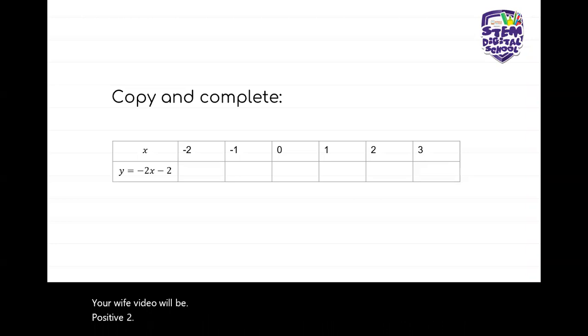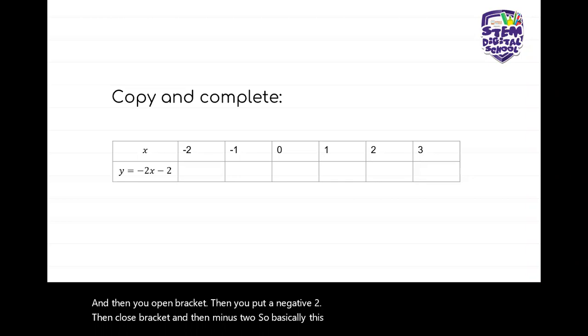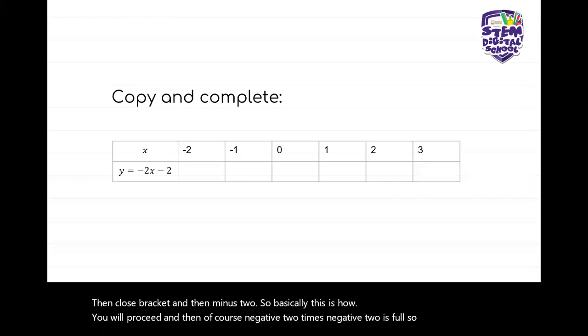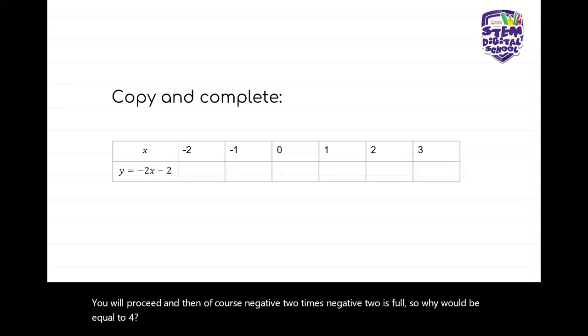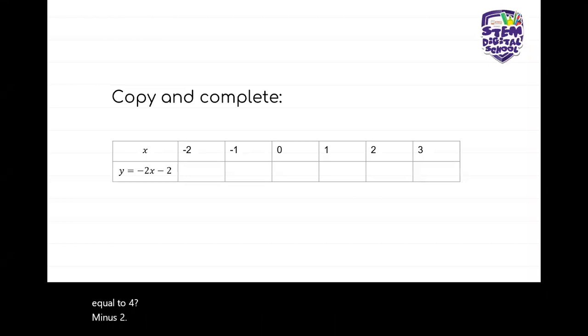So in other words, y will be equal to negative 2, as I've said, and then you open a bracket, then you put a negative 2, then close bracket, and then minus 2. So basically, this is how you will proceed. And then, of course, negative 2 times negative 2 is 4. So y will be equal to 4 minus 2. And what is 4 minus 2? 4 minus 2 is 2. So therefore, y will be equal to 2.